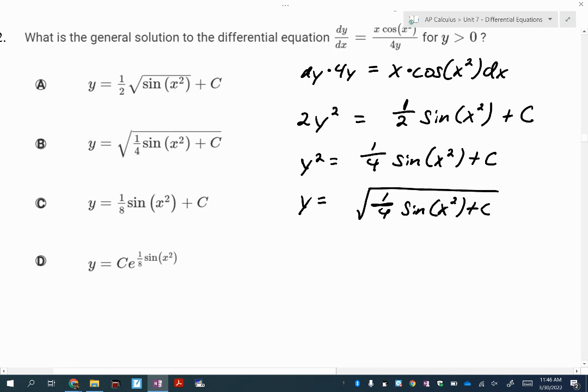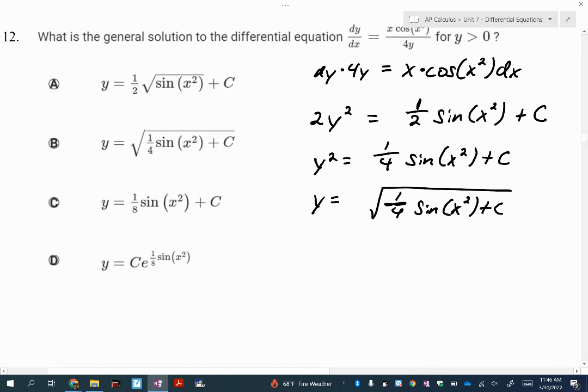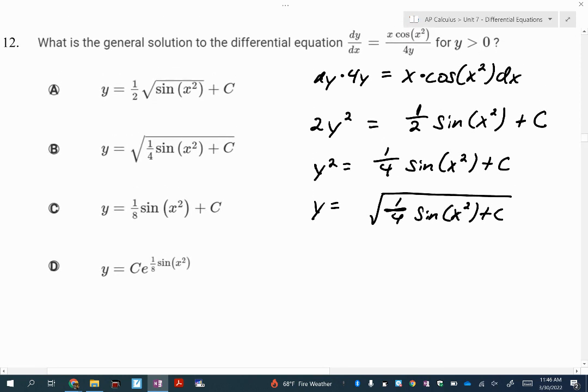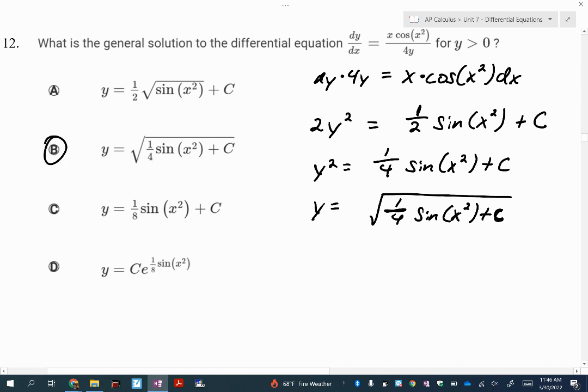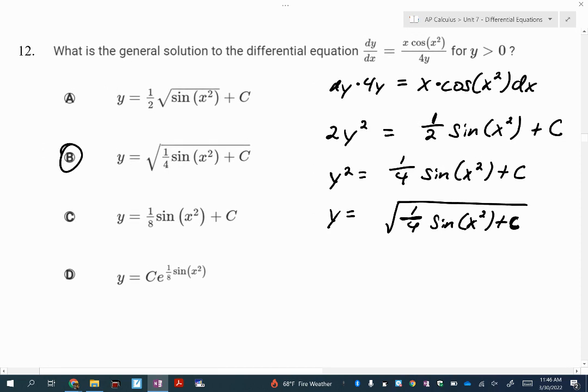You'll notice when I start looking at my answer choices that it's a little bit different because they've gone ahead and, oh, I'm sorry. This is the answer. That is one of my answer choices. It is B. What I was going to say is they're trying to trick you because the square root of 1/4 is 1/2.